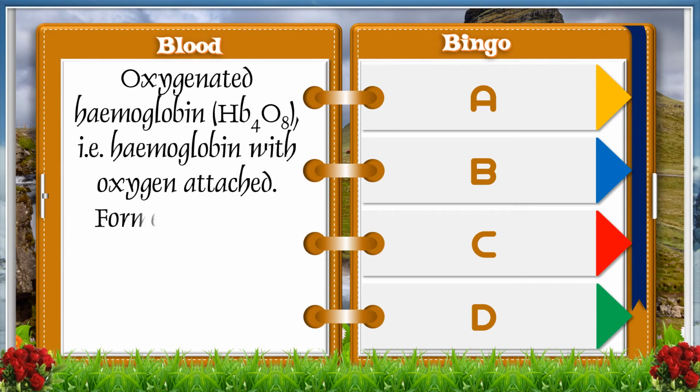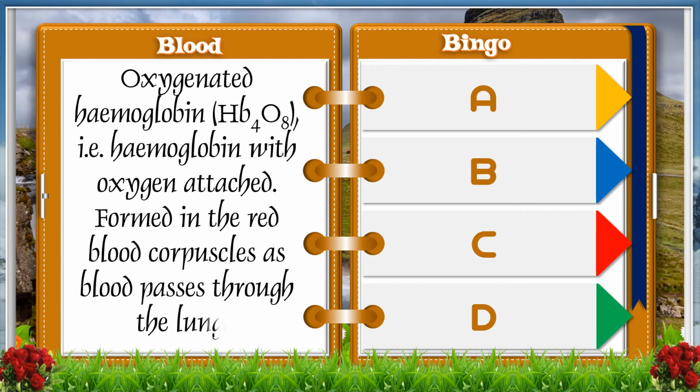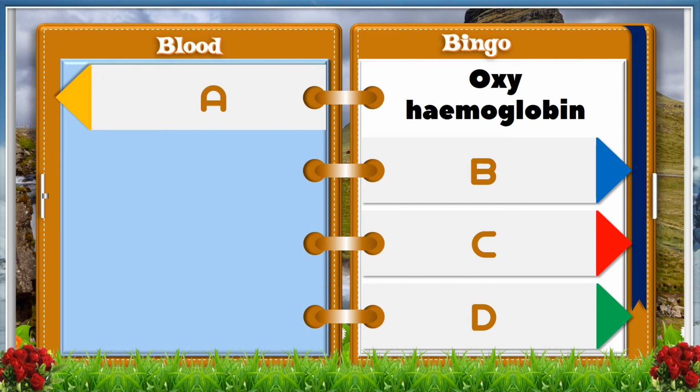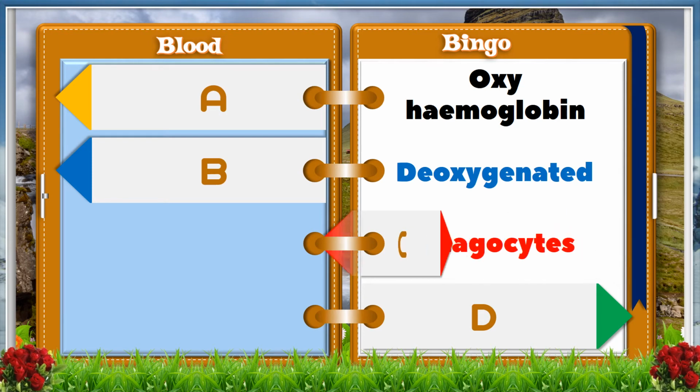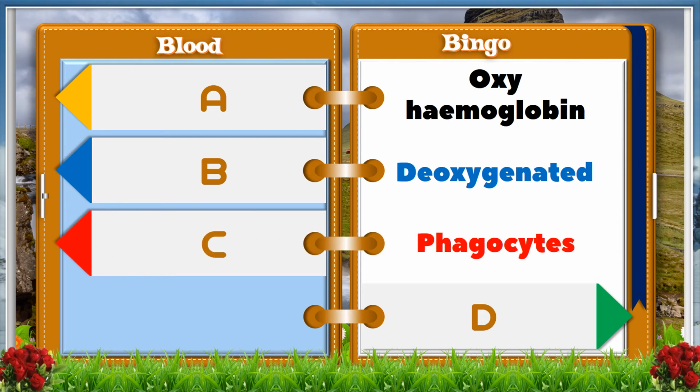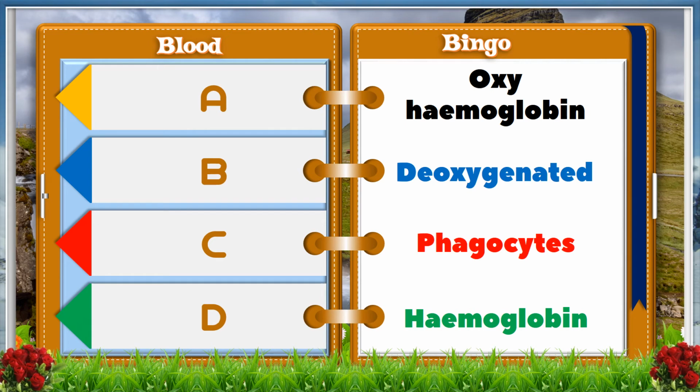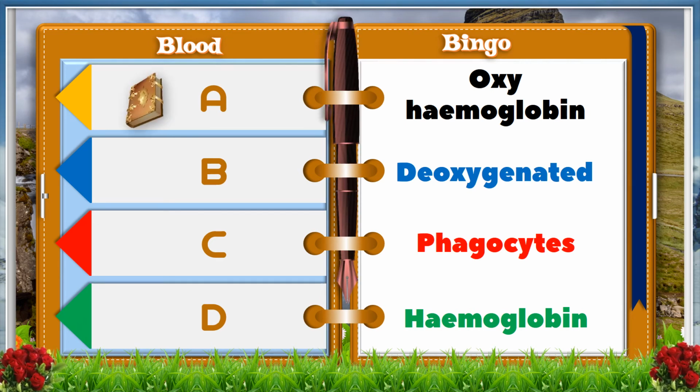Oxygenated hemoglobin, i.e. hemoglobin with oxygen attached, formed in the red blood capsules as blood passes through the lungs. A. Oxyhemoglobin. B. Deoxygenated. C. Phagocytes. D. Hemoglobin. And the answer is A. Oxyhemoglobin.